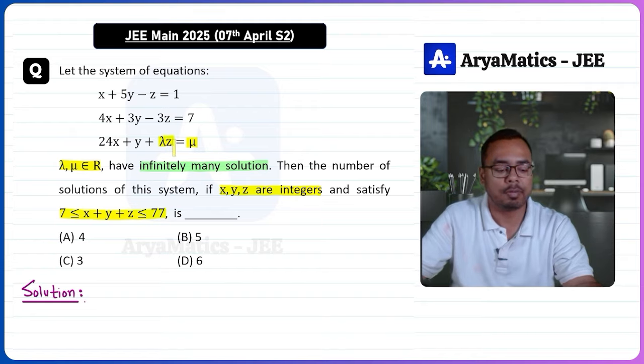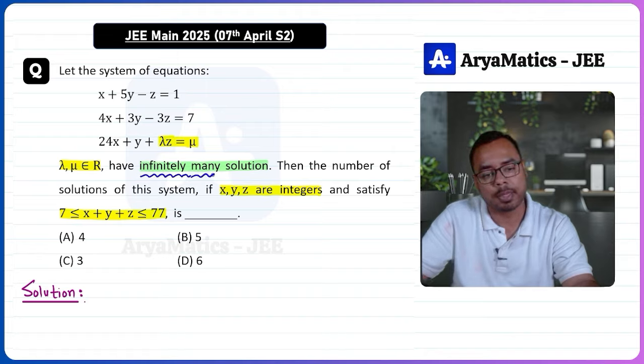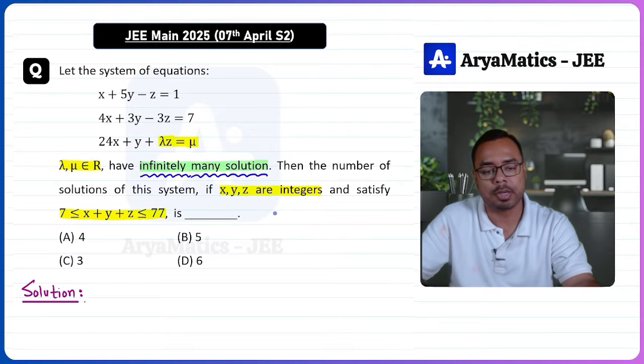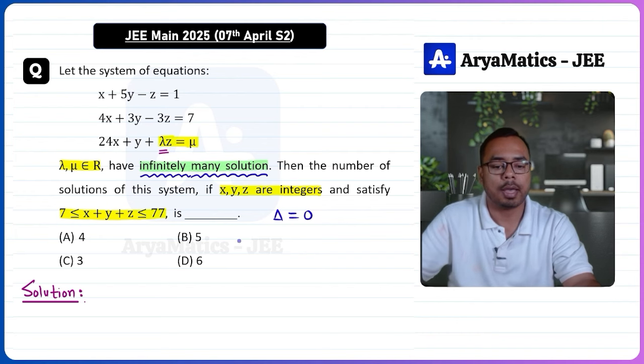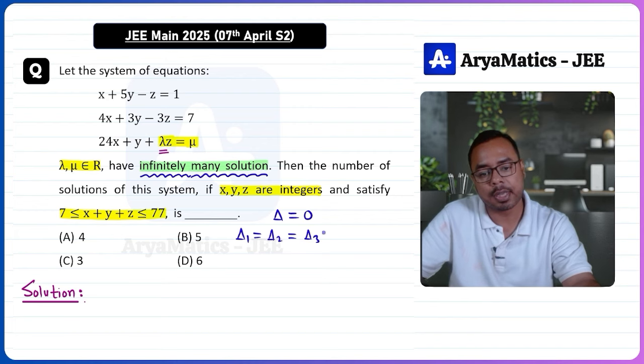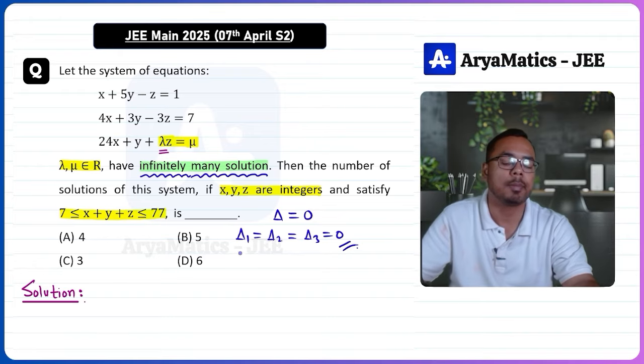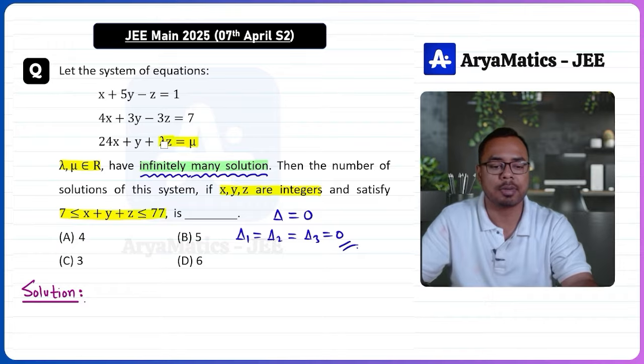Now, the general method of solving this problem is to find the values of lambda and nu using the condition that this system of linear equations has infinitely many solutions. We know that for infinitely many solutions, the condition is delta is 0, that is, the determinant of the coefficient matrix is 0. So from there you will get the value of lambda, and then delta 1, delta 2 and delta 3 are also 0. This is the condition for infinitely many solutions, right? But if you are familiar with the basics of systems of linear equations and their conditions for consistency, then there is no need to find lambda and nu from here.